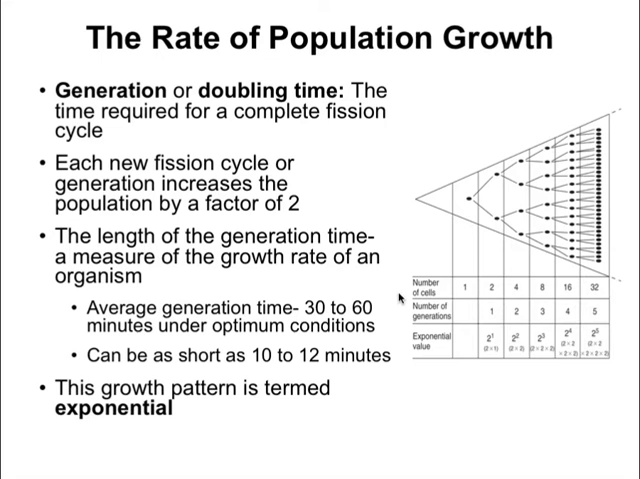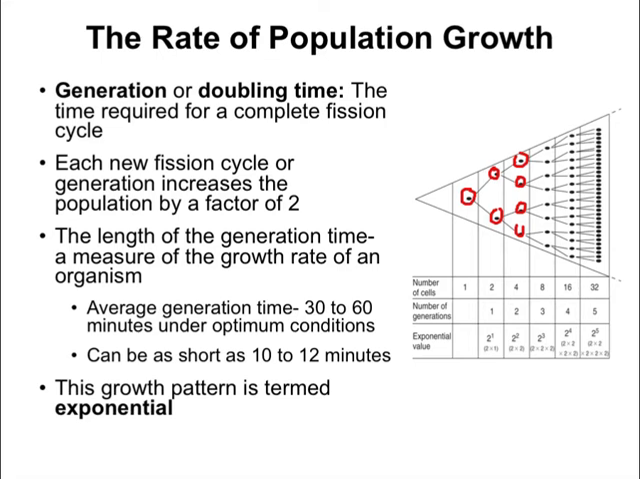Generation time is perhaps the biggest influence on the rate of population growth. Generation or doubling time is the time that's required for a complete fission cycle. So how long does it take for a cell to produce two of itself? In each fission cycle, or each generation, we increase the population by a factor of 2. As you can see here, 1 results in 2, and 2 results in 4, so on and so forth. So in essence, we can use the generation time as a measure of the growth rate of an organism.